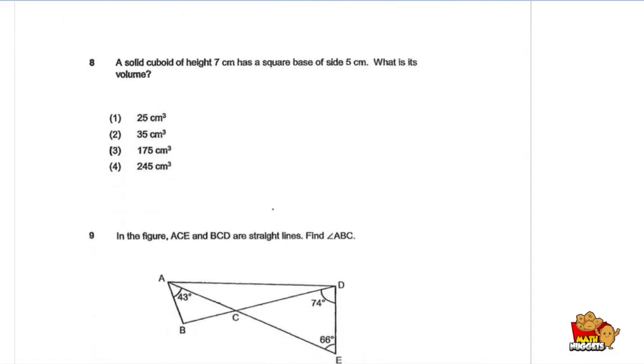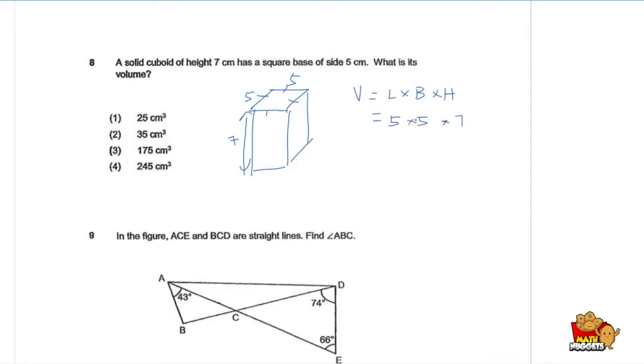Question 8. A solid cuboid has a height of 7 cm and a square base of 5 cm. So this cuboid here, square base of 5 and a height of 7. So in order to find the volume, so volume is equals to length times breadth times height, which is equals to 5 times 5 times the height, which is 7. So this will give me 35 times 5.